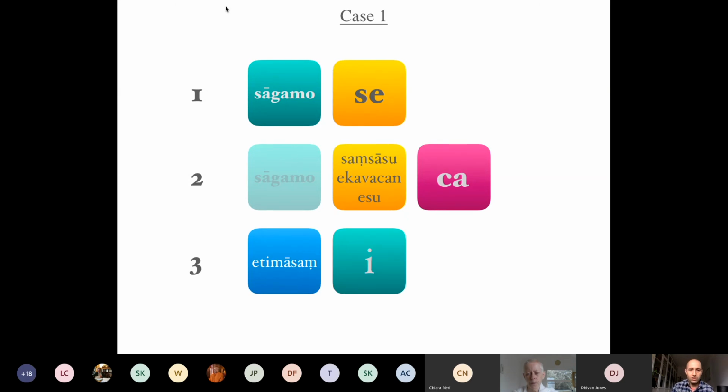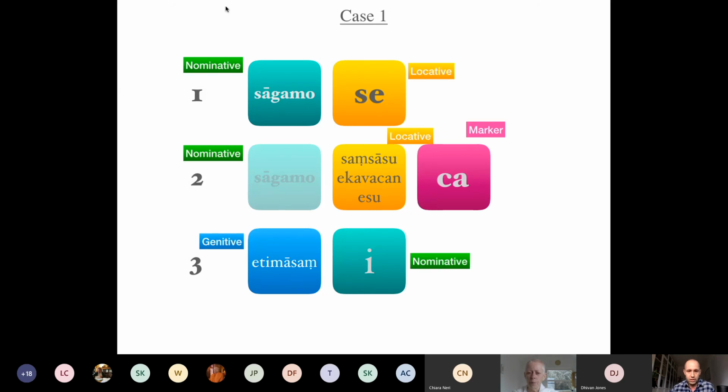So then the next rule after Samsaso Ekavachanesu is the rule Etimasam I. Etimasam here is a genitive plural. So here you can see the case endings. Sometimes it's not easy to understand which case ending.